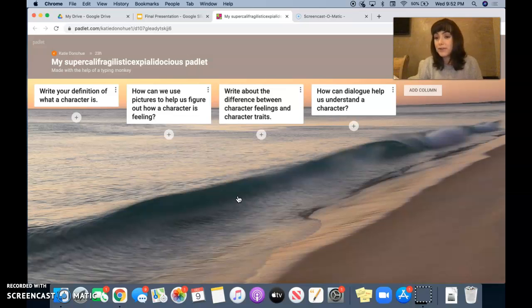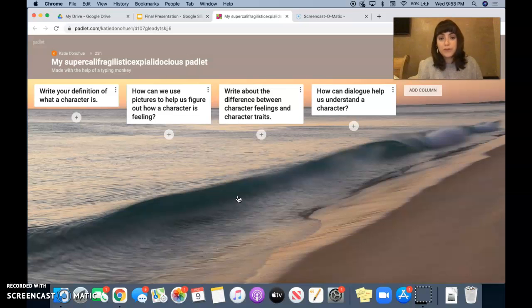We have: write your definition of what a character is. How can we use pictures to help us figure out how a character is feeling? Write about the difference between characters' feelings and character traits. And how can dialogue help us understand a character? If students are comfortable answering how can dialogue help us understand a character, they can go ahead and answer that one. That is more challenging than write your definition of what a character is.